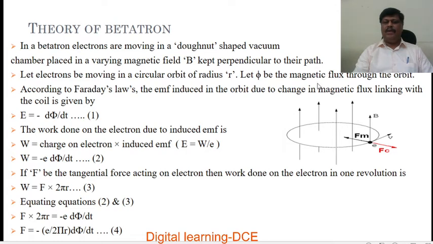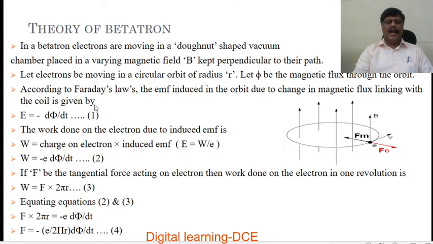Let phi be the magnetic flux through the orbit, the total number of magnetic lines perpendicular to the surface. According to Faraday's law, the EMF induced in the orbit due to the change in magnetic flux linking with the coil is given by E = -dφ/dt. So the magnitude of the induced EMF is directly proportional to the rate of change of magnetic flux.